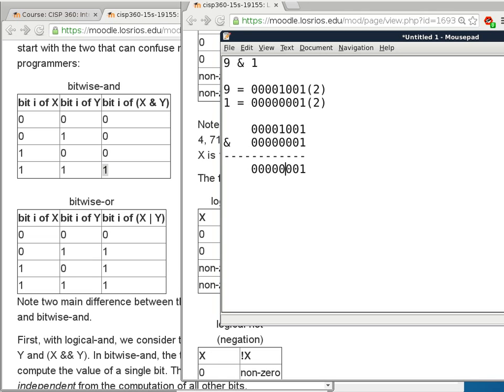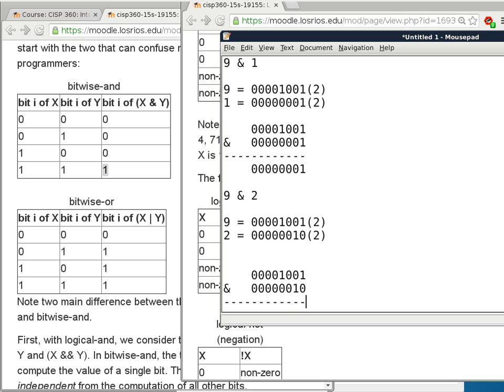When you look at those as binary numbers, they're really quite different. So we'll deal with the second one, 9 ampersand 2. 9 is still the same: 0000 1001 in base 2, and 2 is 0000 0010. Is that okay so far? Now we'll go ahead and perform the actual operation. Here's the bitwise AND. And what do you think is the result?